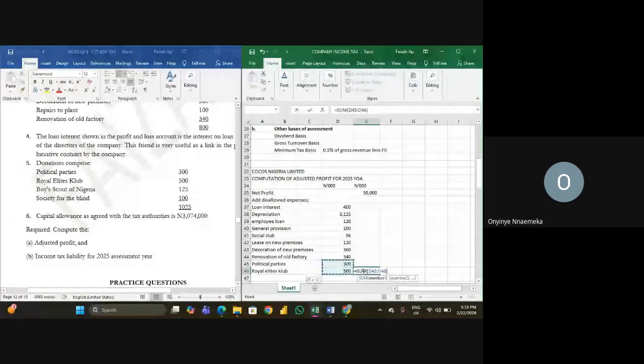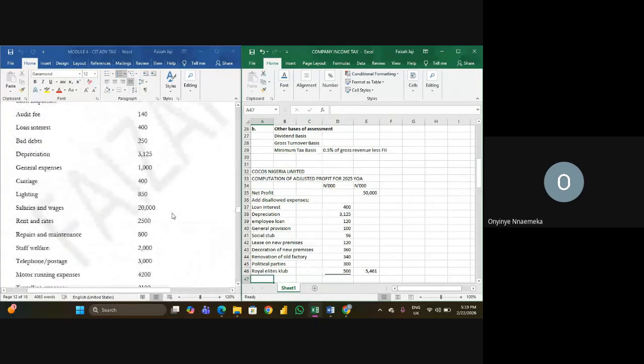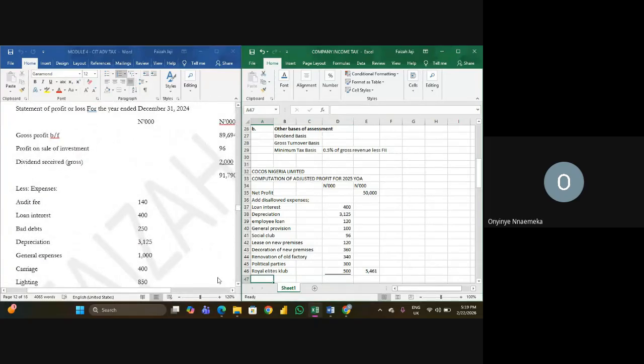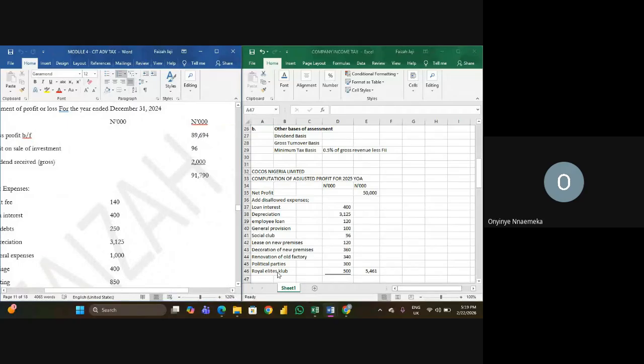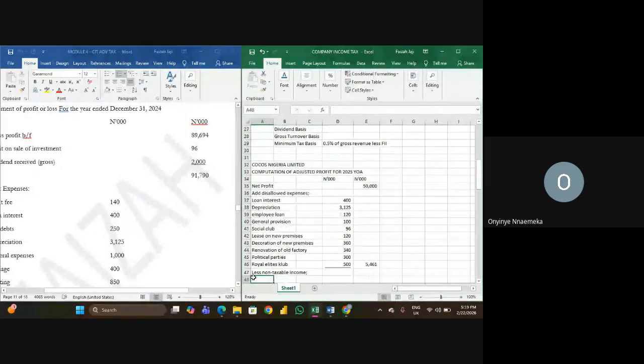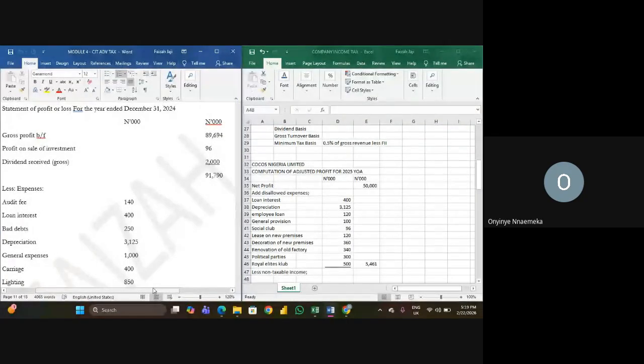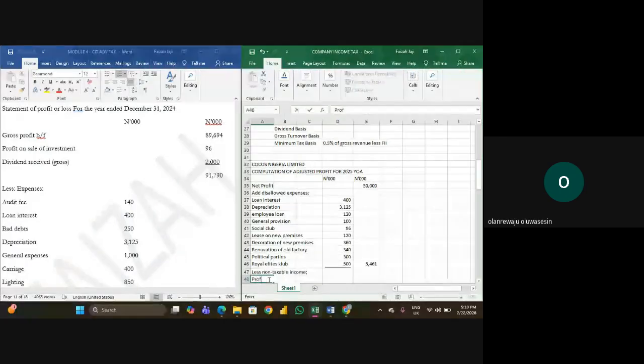Let's add it up. Then we have the non-taxable. I think some of the revenue are non-taxable. Okay. And that's dividend. Less non-taxable income. So we have profit on sales of investment. Do you think it should be there? No, it should be under capital gain tax now. It's not there, yeah.